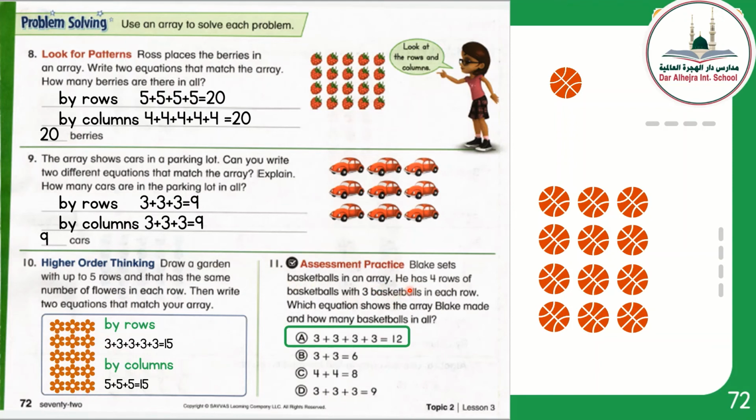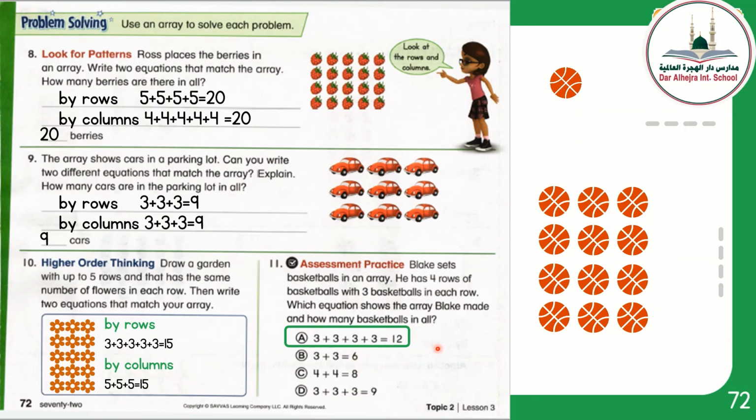In the final problem, Blake sets basketballs in an array. I have some basketballs in an array. He has 4 rows of basketballs with 3 basketballs in each row. I can see I have arranged the basketballs in 4 rows, and there are 3 balls in each row. Which equation shows the array Blake made, and how many basketballs in all?